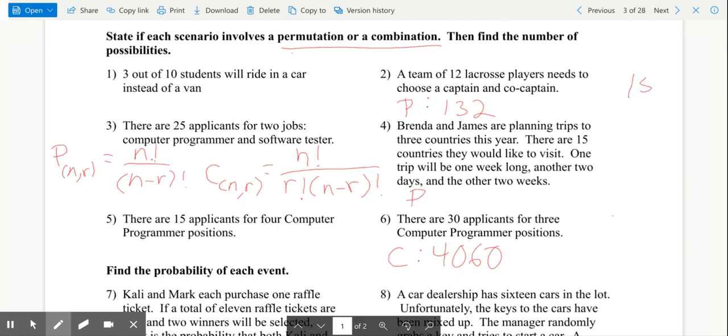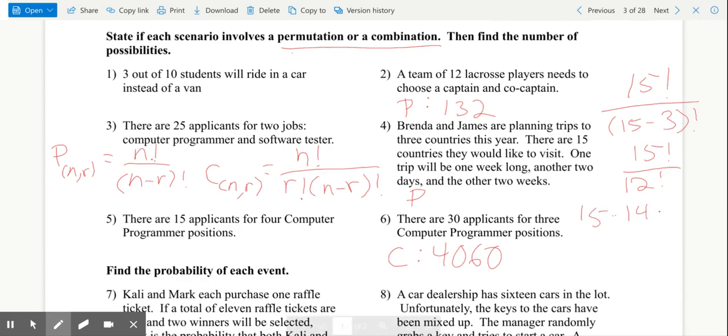So we have 15 factorial over 15 minus 3. Again, 15 countries, but they're only going to go to 3 of them. And we don't have this term because it's permutations, not combinations. So this is 15 factorial over 12 factorial, which is 15 times 14 times 13 times 12 factorial over 12 factorial, which is just 15 times 14 times 13.